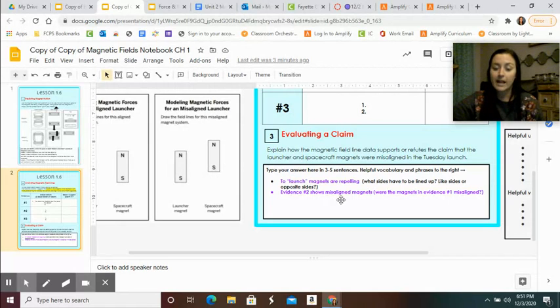And so I gave a few hints here, and we talked about how in order to launch, like we have been talking about, we need the like sides, because we want to repel the magnets. And in order to launch it, they have to repel. So we want like sides lined up. And then down here, we saw that this was what a misaligned magnet looked like. And we were thinking, were there any magnets in our evidence 1 that were misaligned? And so that was the hint that I gave for that. And so those are the 2 notebook pages.